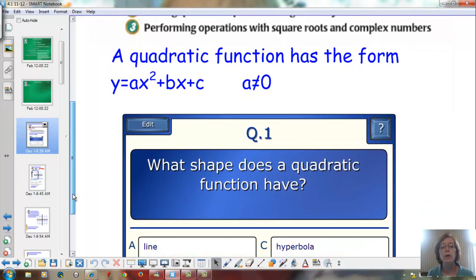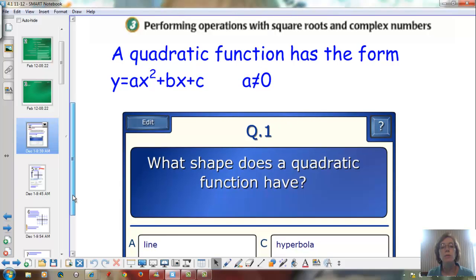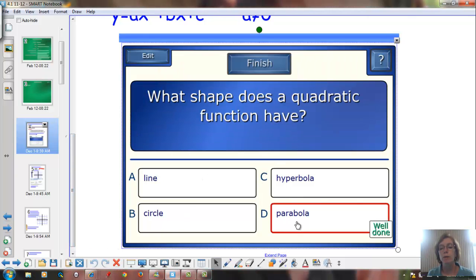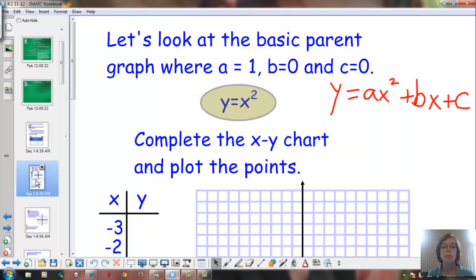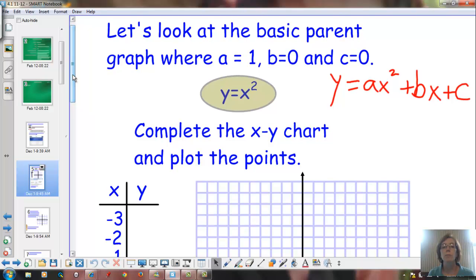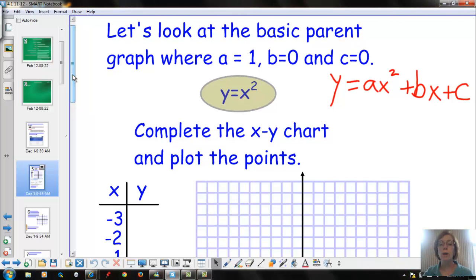y equals ax² + bx + c would be the general form. And what shape would that have? If you say a parabola, well done, that is correct. It will have a shape of a parabola. So what's the basic shape look like for a parent function, y equals x²?